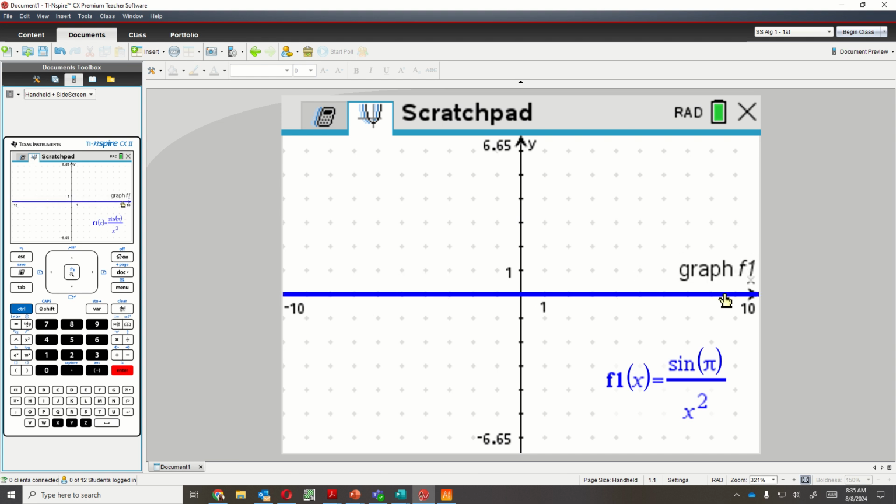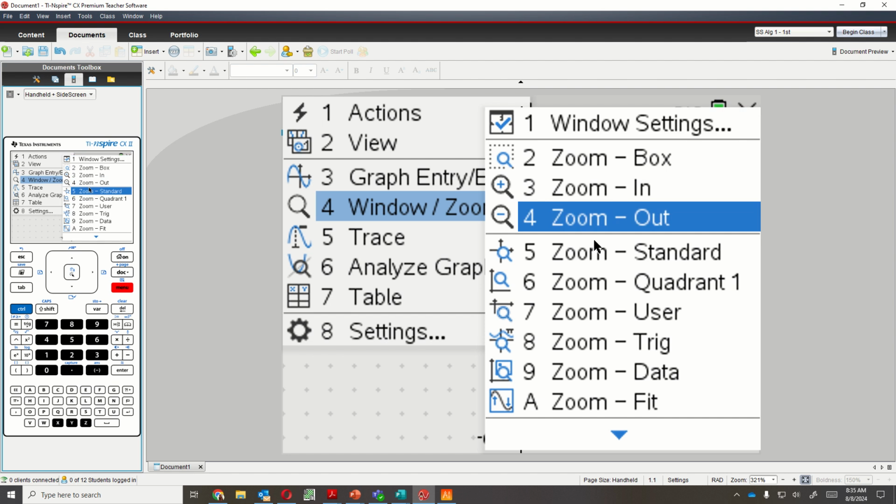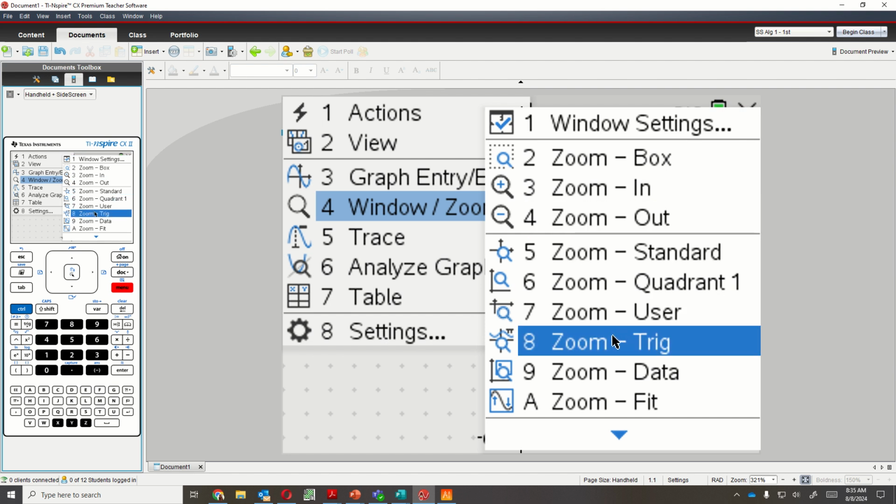Hit tab, arrow up. You could edit. There we go. Now, what does this one look like? Looks like a straight line. Let's change this a little bit. Menu, window, and we're going to change it to a trig window.